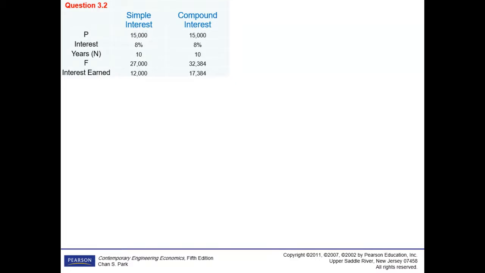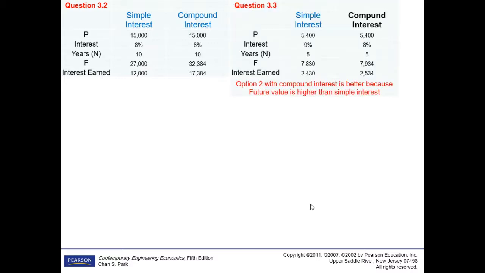If you see this question using simple interest and compound interest, what was P given? Interest rate was given. The number of years was given. Then we calculated F, which is 27,000 under both methods. So what is the amount of interest earned, which is F minus P, the amount of interest earned under each of the options. You can just solve it and practice. Same thing on this question.